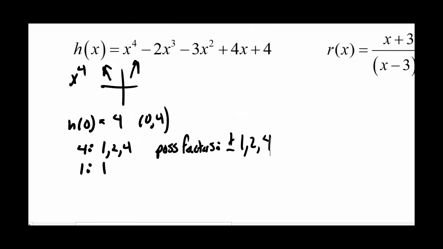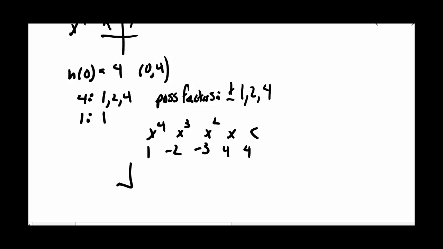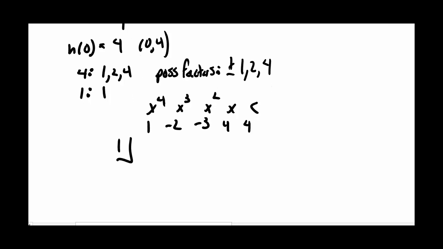And I go ahead and set up my synthetic division. So x to the 4th, x cubed, x squared, x, and constant. So 1, -2, -3, 4, and 4 are my numbers. And I'm just going to guess a number. Let's try 1 out of the list. See what happens with 1.